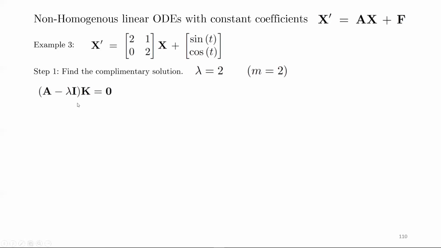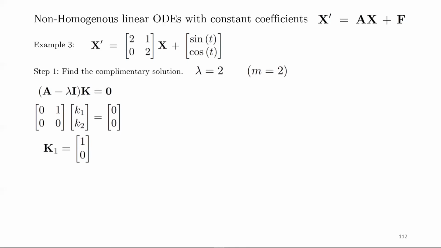Let's find the eigenvectors by solving A minus lambda I, where lambda is 2, times the eigenvector equals the 0 vector. So if I do that, I'm subtracting 2 from the diagonals, so 0, 1, 0, 0 times k equals 0, 0. Okay, well, I can read off now. 0 times k1 plus 1 times k2 equals 0 tells me that k2 equals 0. I have no restriction on k1, so let's just set that equal to 1.